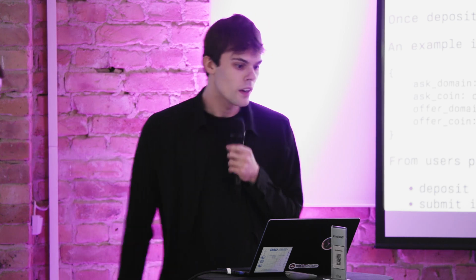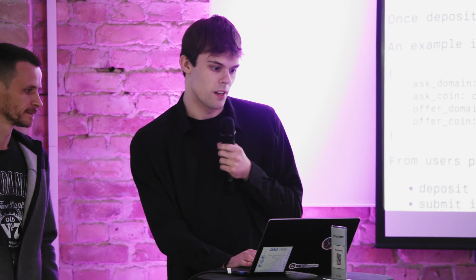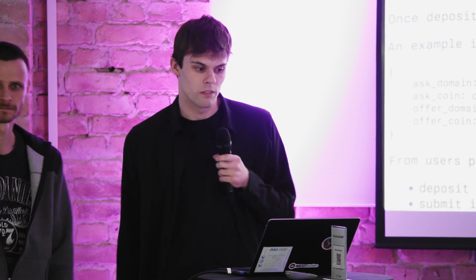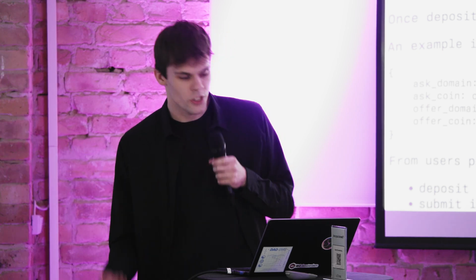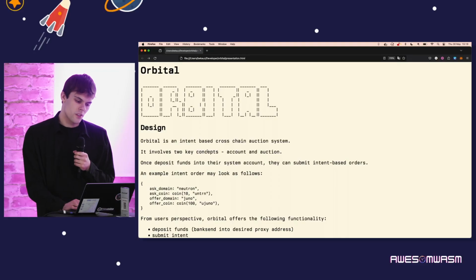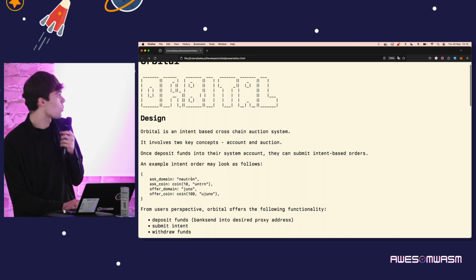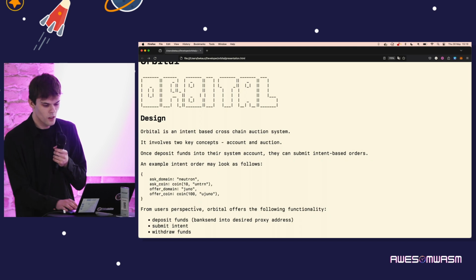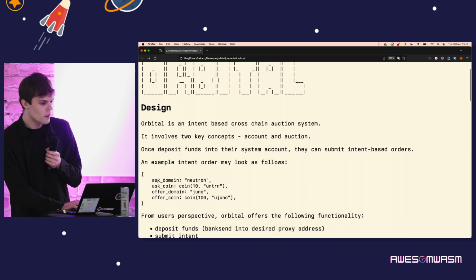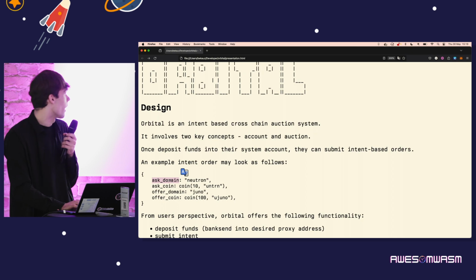We hacked this together. And Orbital is a set of smart contracts that enables cross-chain intent-based auctions. So first, what are intents? It's kind of a debated subject, but essentially it's an alternative way for users to express orders or whatever intentions they may be. So this is an example of an intent definition.